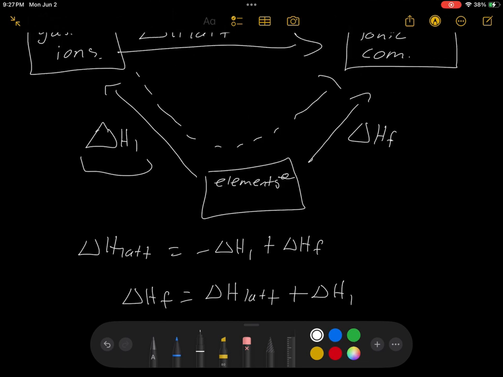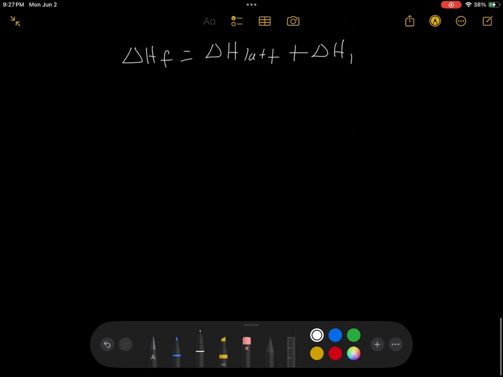But now what we're going to do is expand on what delta H1 really means, and we're going to construct this as what's known as an energy level diagram. So pay attention, right? Let me find the example they give. We have the formation of lithium fluoride. So, okay, here's our energy diagram.